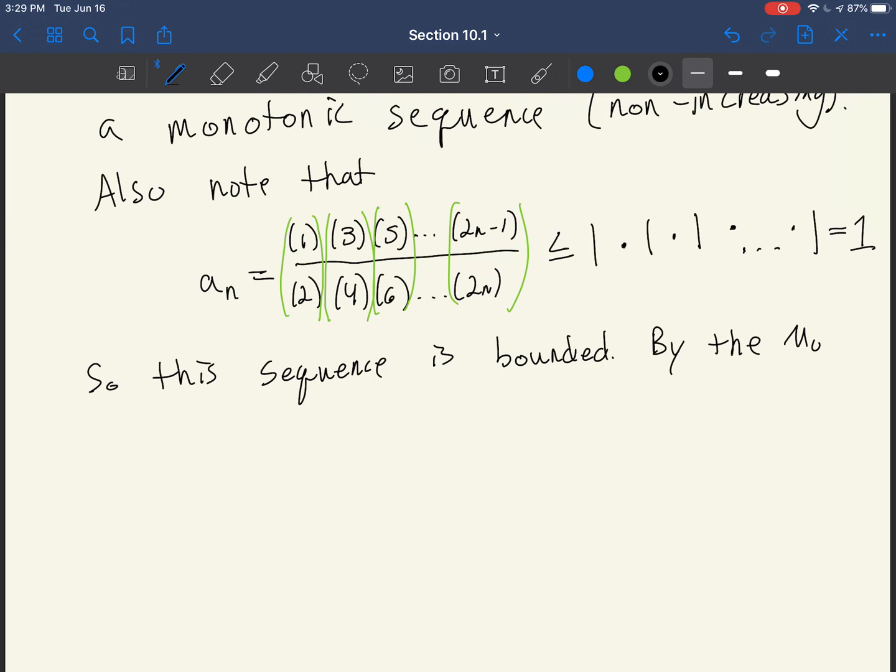Then, by the monotone convergence theorem, our sequence a_n must converge. And that finishes section 10.1. We looked at sequences and we looked at when they converge and diverge.